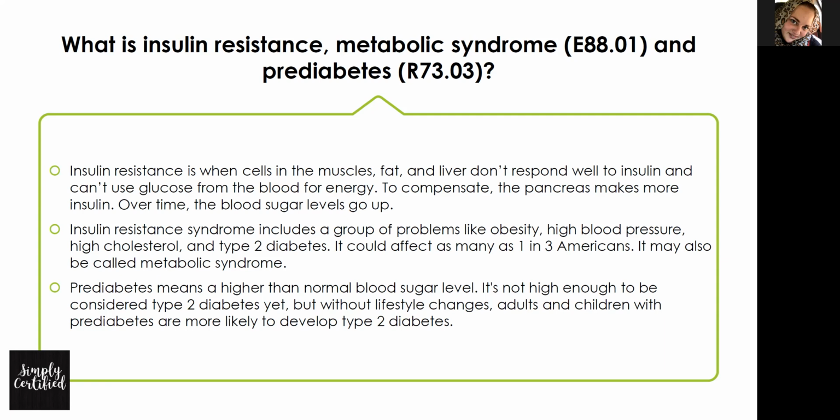Prediabetes means that you have a higher than normal blood sugar level. It's not high enough to be considered type 2 diabetes yet, but unless you change something, people with prediabetes are a lot more likely to develop type 2 diabetes. And that's for adults and children, anybody, people, or maybe even cats. If a cat is pre-diabetic and they don't fix the problem, yeah.